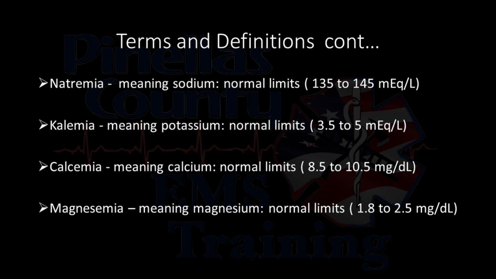The first electrolyte we're going to discuss is the most basic and one we're all most familiar with, which is sodium. Sodium, when referring to the levels in the body, is called natremia, and the normal limits of sodium are between 135 and 145 milliequivalents per deciliter.